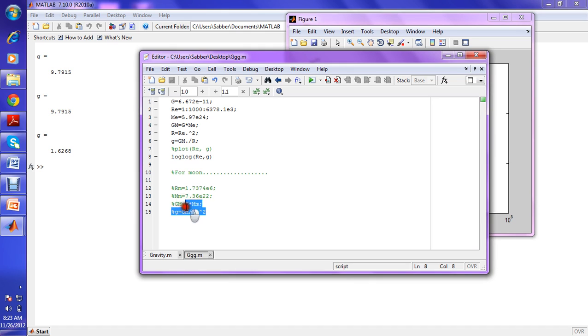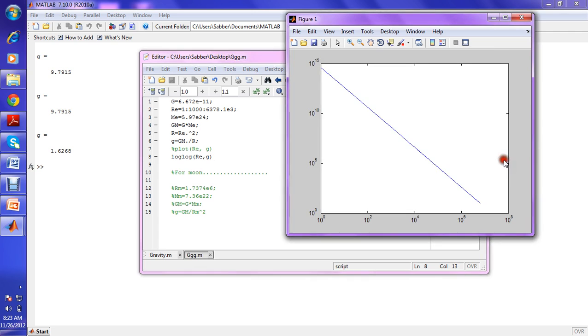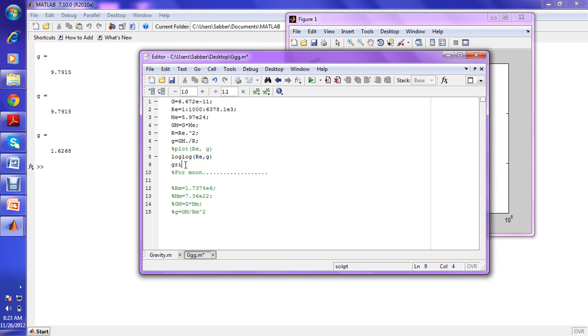We can also visualize this equation for the Moon, how the acceleration due to gravity in the case of the Moon varies from the center of the Moon to the surface. Okay, so if we put grid on, we can also visualize this better.